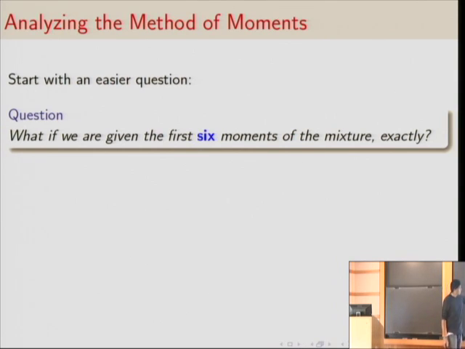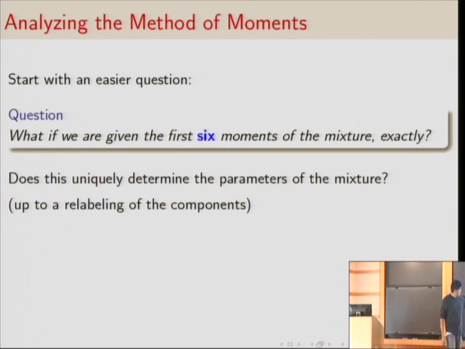Do these values exactly characterize the parameters of the underlying mixture? This will be the first question that we'll attack, showing that actually the first 6 moments do suffice to determine this. And I'll add the caveat that you can't distinguish which component is component 1 and which one's component 2. That's arbitrary. So really, you want it to uniquely determine the parameters of the mixture up to a relabeling of the 2 components.